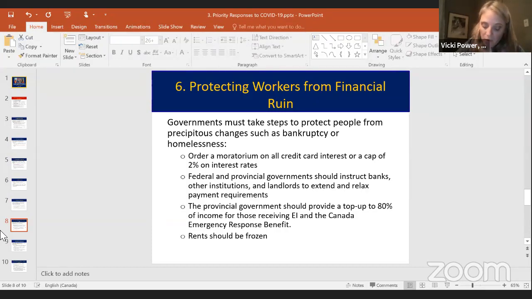The provincial government should provide a top-up to 80% of income for those receiving EI and the Canada Emergency Response Benefit, and rents should be frozen. Thank you. Next is equity and impacted communities, Ainsworth.